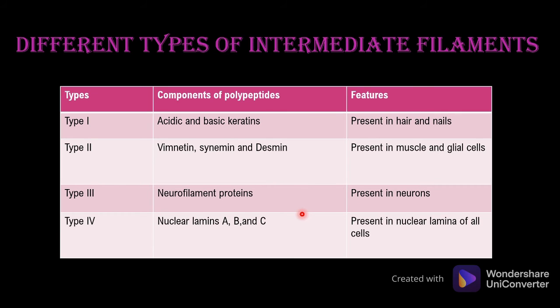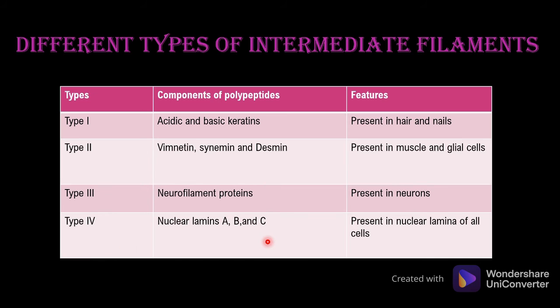Here you can see different types of intermediate filaments. There are 4 types of intermediate filaments: type 1, type 2, type 3 and type 4. So type 1 are the acidic and basic keratins. They are present in hair and nails. Type 2 are vimentin, syncoilin and desmin. They are present in muscle and glial cells. Type 3 are neurofilament proteins present in neurons.